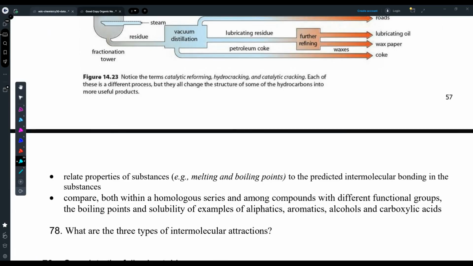Additionally, you should be able to compare both within a homologous series and among compounds with different functional groups, the boiling points and solubilities of examples of aliphatics, so carbon chains, aromatics, so things that have benzene in it, alcohols, and carboxylic acids.